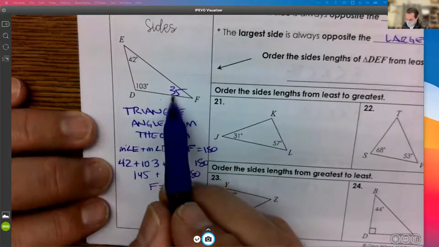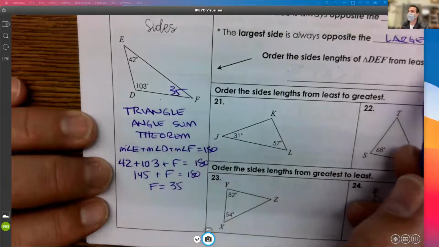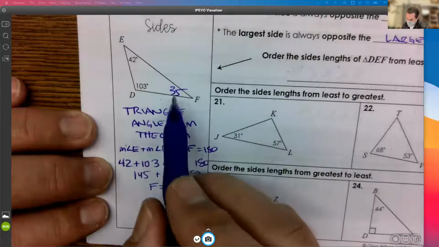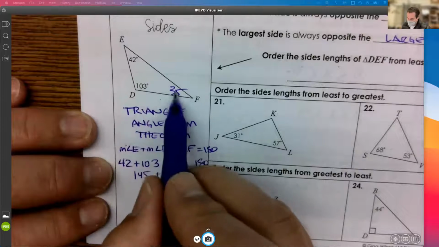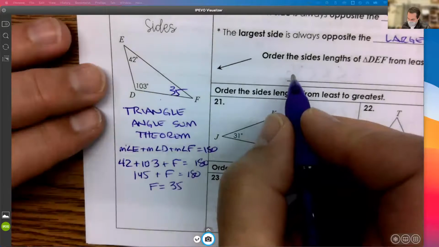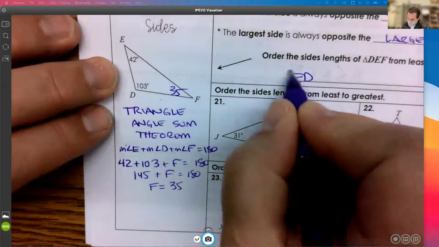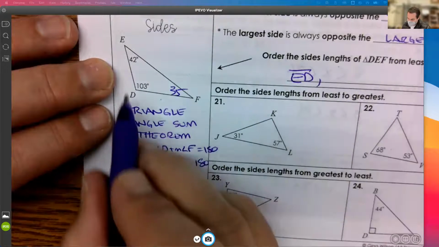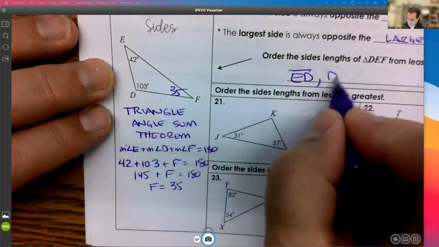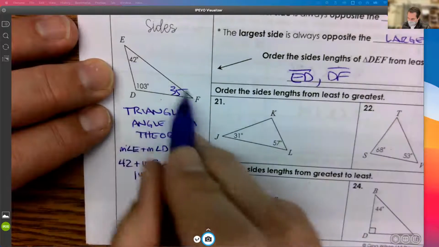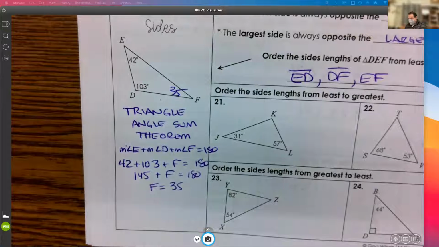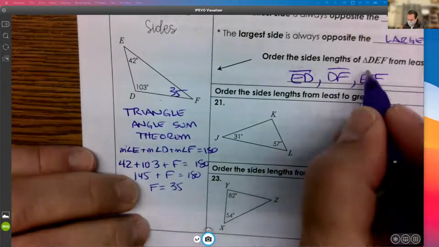Now that we see that this one's 35, we want to go least to greatest. What's the smallest side here? If this is the smallest angle, it's way over here. The smallest side would be ED. What's the mediumest side? DF. The largest side would be EF.